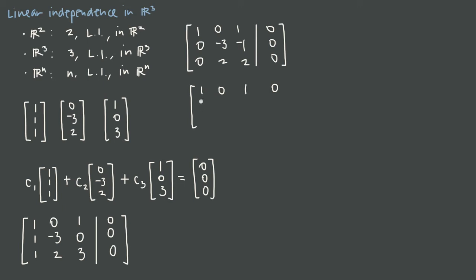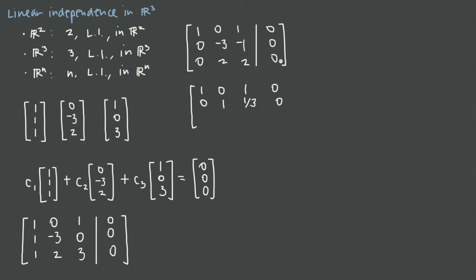So negative 1/3 times 0 is 0. Negative 1/3 times a negative 3 is a positive 1. Negative 1/3 times a negative 1 is a positive 1/3. And negative 1/3 times 0 is 0.